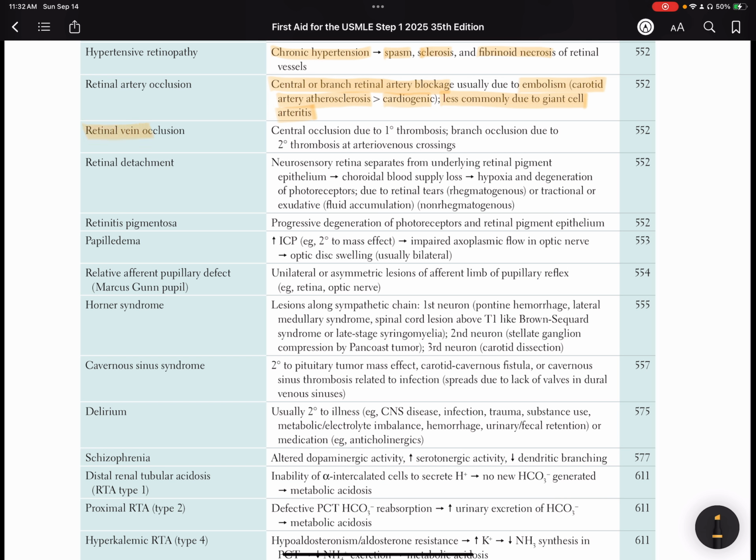What causes retinal vein occlusion? Central occlusion due to primary thrombosis and also branch occlusion due to secondary thrombosis at arteriovenous crossings.